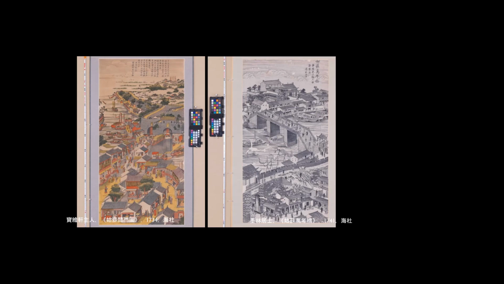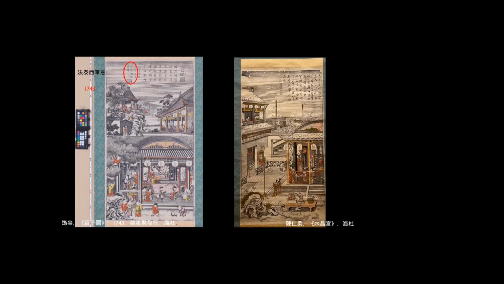For example, in the image of 1,000 children, or the image of the Shui Jing Gong on your right, their hatching appears quite formulaic and does not necessarily correlate with the dimension or volume or chiaroscuro of the object portrayed, or even the four concubines.